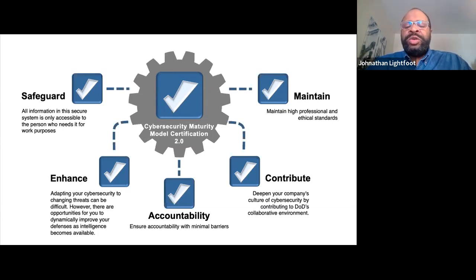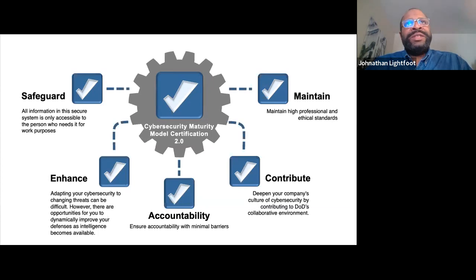Also, they wanted to enable companies, your company, to have a culture of cybersecurity and contribute to DoD's more collaborative environment. So CMMC, if you remember, one of the basic tenets was about reporting. So when there was a breach or there was a possible breach, having a mechanism in place so that the rest of the DIB would be familiar with it and know, okay, these are things happening, so that the entire community, if you will, could benefit.